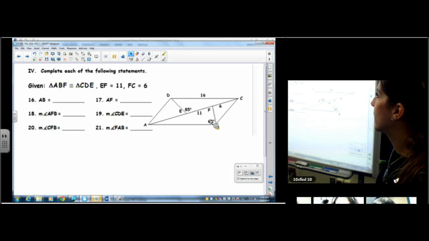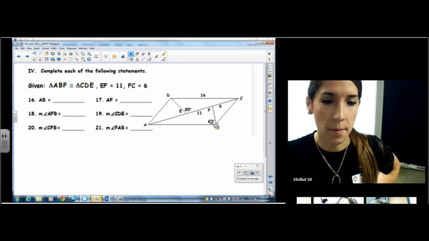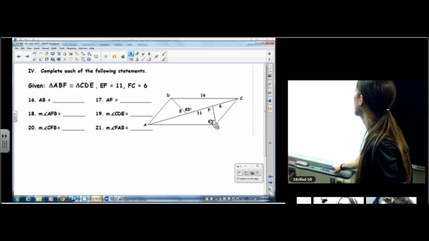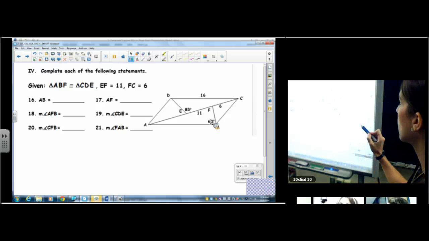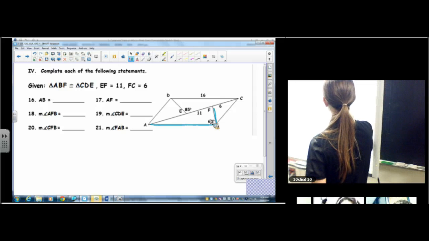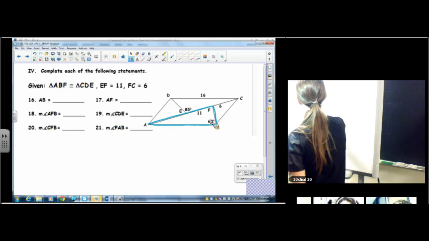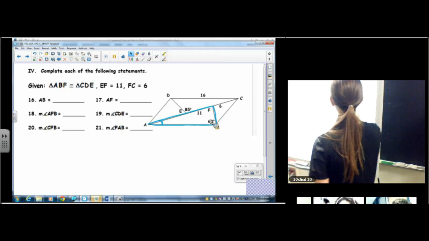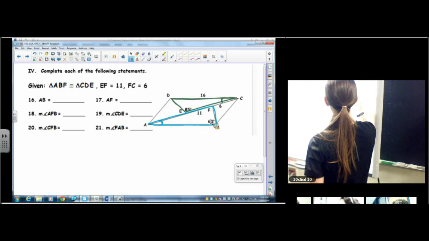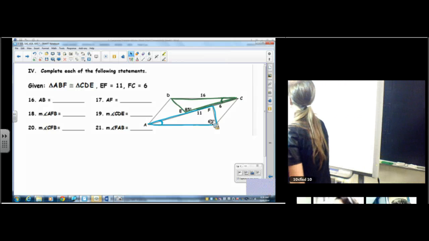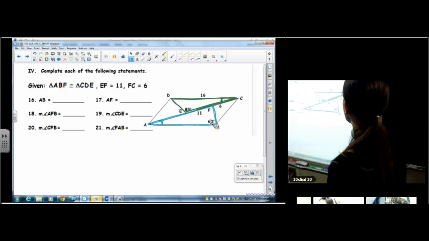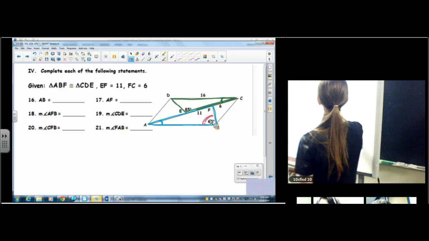Given ABF is congruent to CDE, so what I would start by doing is adding markings to my picture. So A goes with angle C. Here's one of the triangles, ABF, where A matches C, CDE. C is congruent to A, so I'm going to put one arc. And then we'll do one other angle, and the last one will just fall. B is congruent to D.